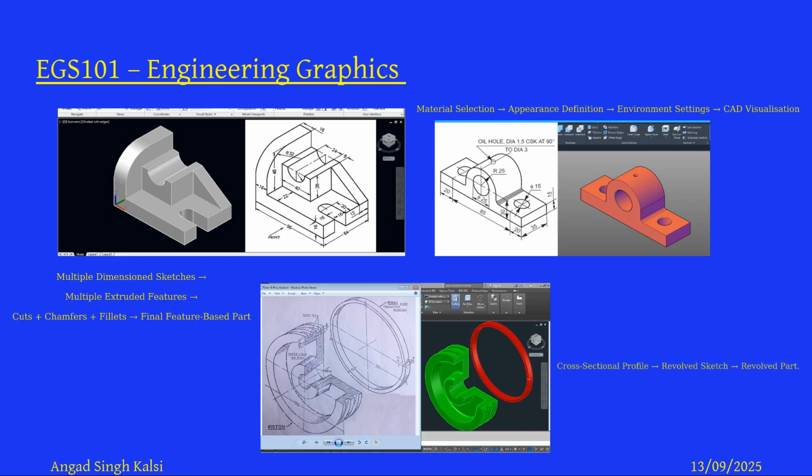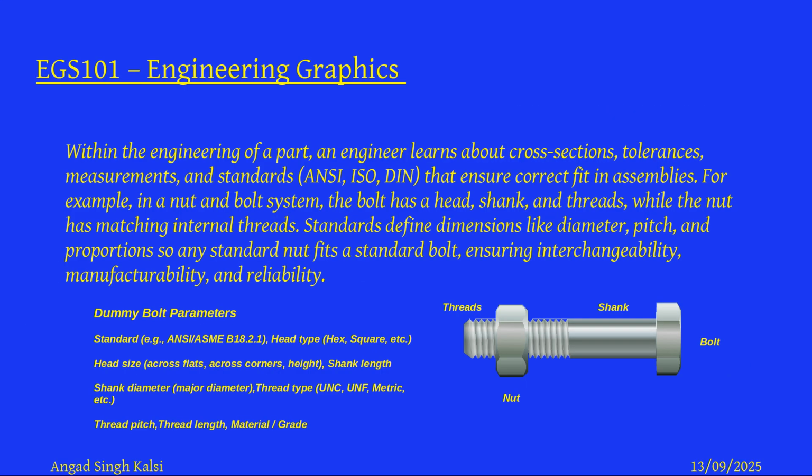Now the third photo gives us a view of the cross section of this part. We can create this profile and then use the revolve tool around the axis to make this part come to life. So now, within the engineering of a part, an engineer learns about cross sections, tolerances, measurements, and standards like ANSI, ISO, and DIN that ensure the correct fit in assemblies.